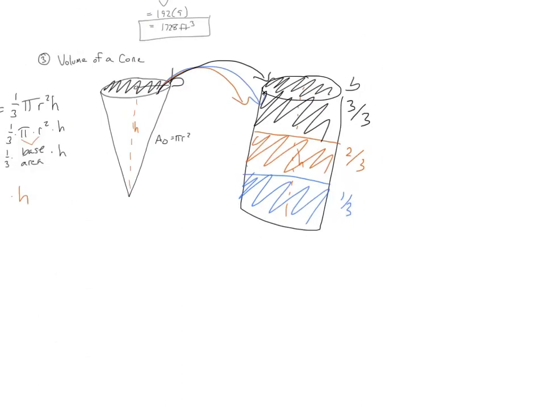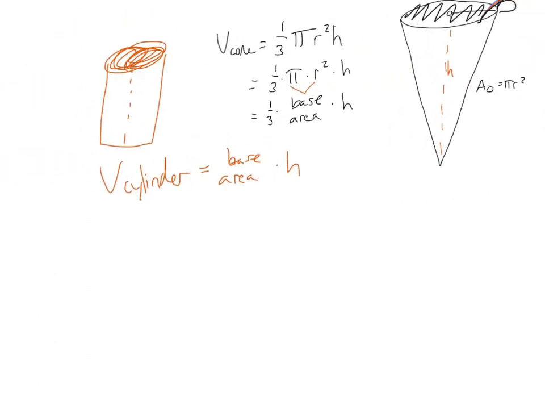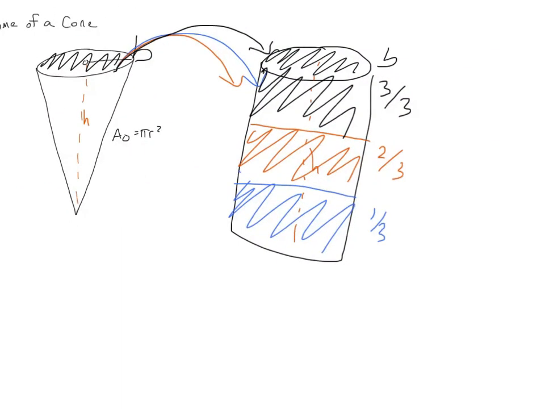So the only difference between the formula for finding the volume of a cone and the volume of a cylinder is that a cone is the same exact formula, except we tack on times 1/3, because a cone has 1/3 the volume of a cylinder that has the same base area and the same height.